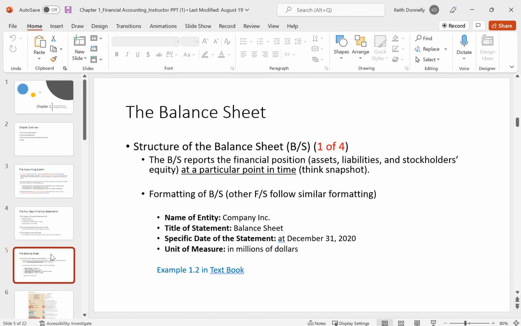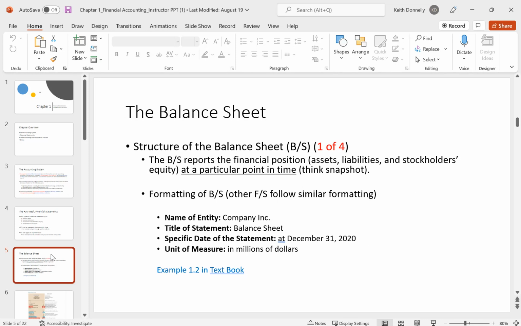So the first financial statement we're going to be looking at is called the balance sheet. And that's 1 of 4. And why do they call it the balance sheet? Because it balances, right? We'll see the equation with it, namely assets equal liabilities plus stockholders' equity. That's the idea with the balance sheet.